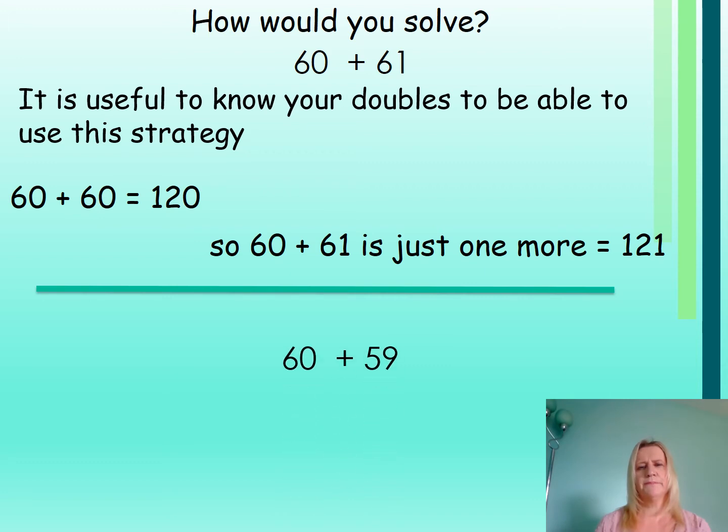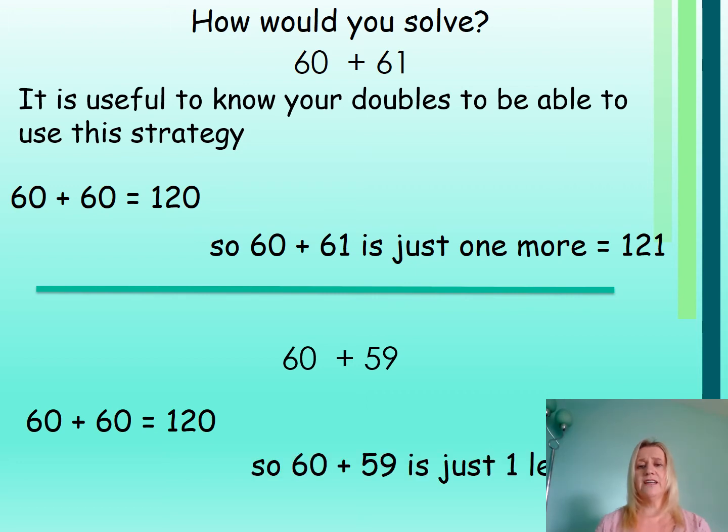How about this one? 60 add on 59. Would our near double strategy help us with this calculation? Again, I know that 60 add on 60 is 120, and I know that 60 add on 59 is just one less. So 60 add on 59 must be 119. Did you work that out?